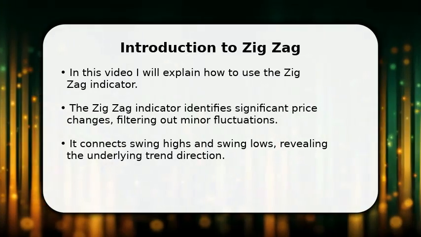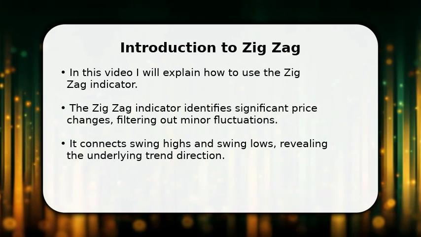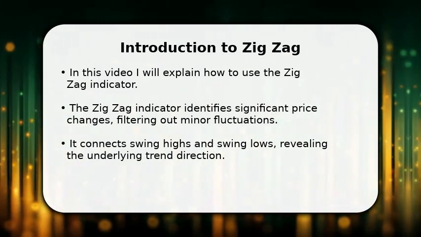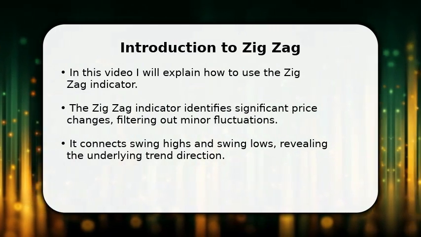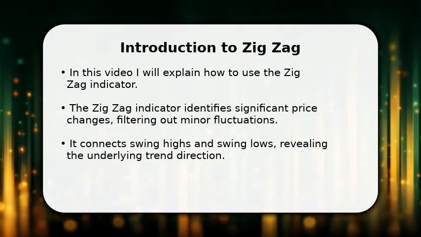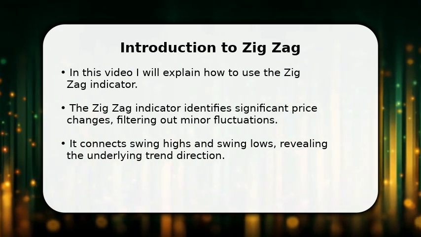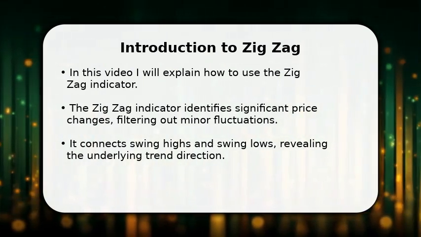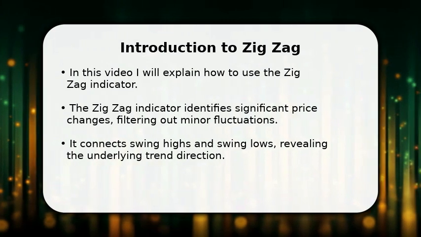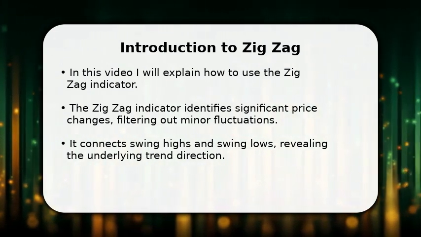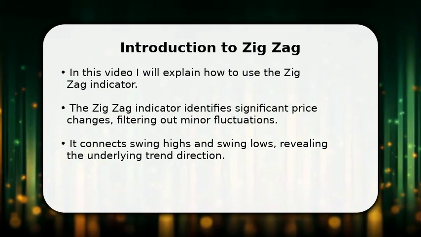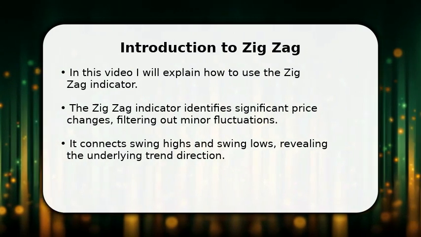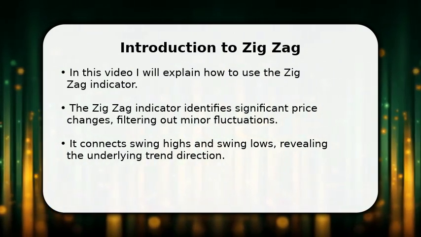Hello everyone. In this video, I will explain how to use the Zigzag indicator. This powerful tool helps traders identify significant price movements by filtering out the noise of smaller fluctuations. It essentially connects the most prominent swing highs and swing lows, giving you a clearer picture of the market's true direction. By understanding its function, you can better visualize market structure and pinpoint potential reversal points, making your trading decisions more informed and precise. Let's dive in.